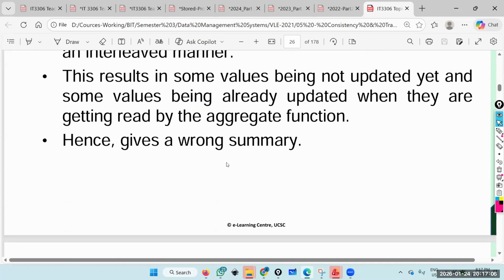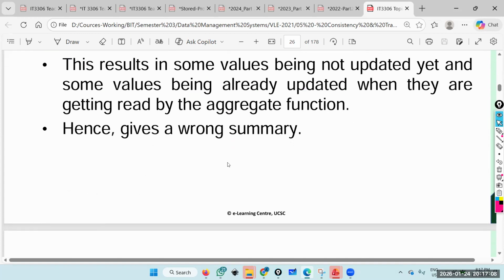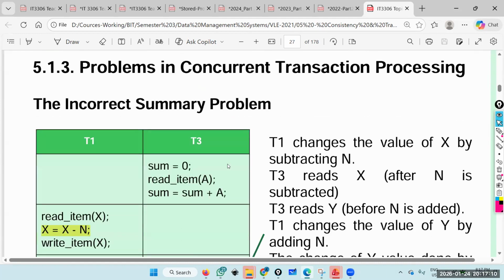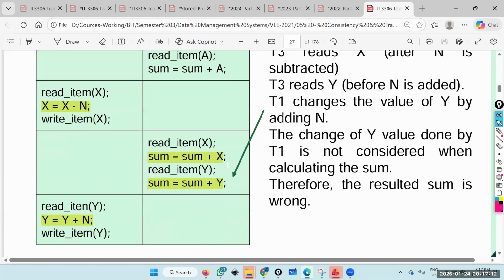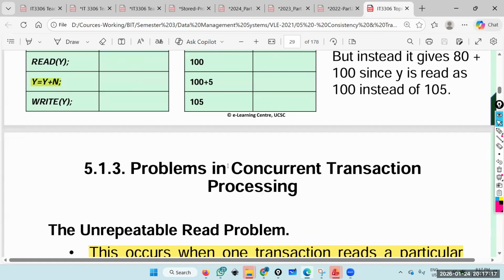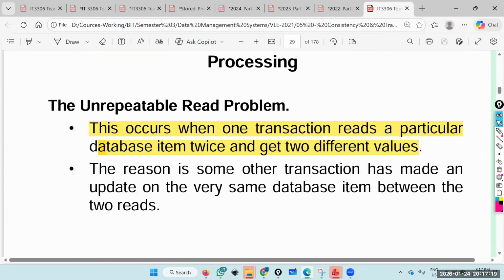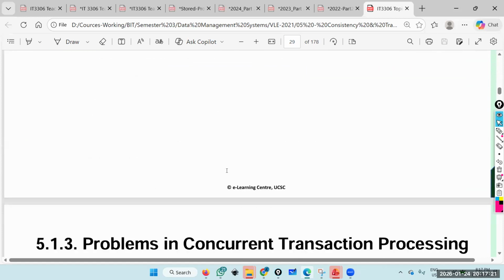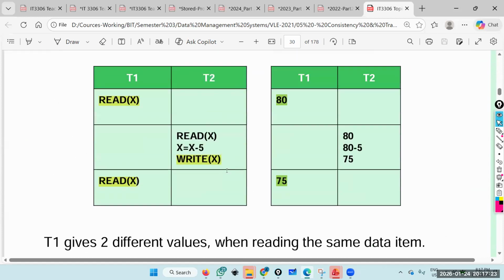When you read two times, in between another transaction has written. Okay. Right. So each and every problem you need to understand. Okay. Between these two reads, you are reading the same data, but you get two different values, because between the reads, another transaction has written the same value.